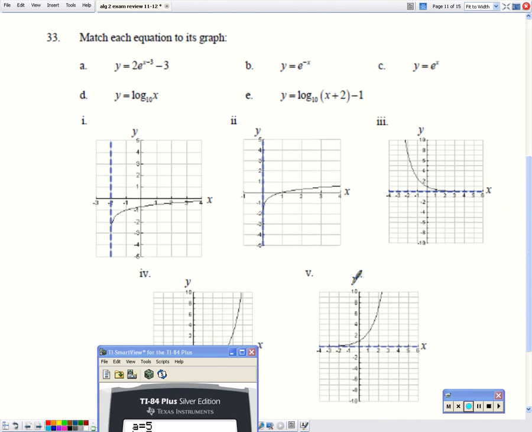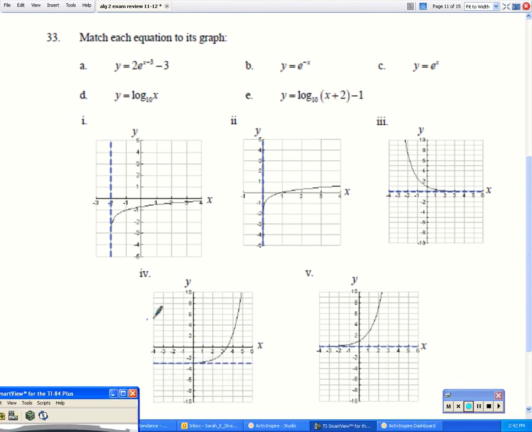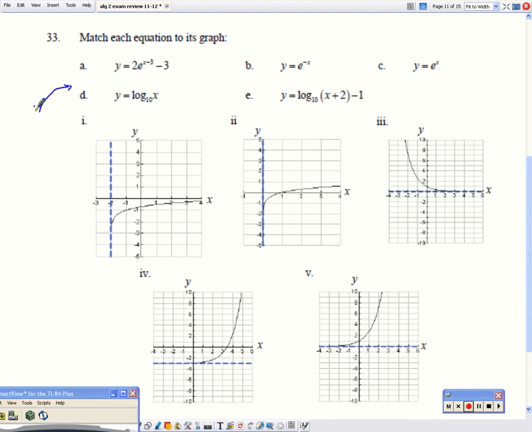Number 33, match the equation with the graph. Alright, so I've got some log functions, I've got some e functions. The first thing I'm going to remember is that a log function is the inverse of an exponential. And e is an exponential. Remember, e is just 2.7 and so on. We don't really care what it is, but that means anytime I have a base of e, that's going to give me a growth function.